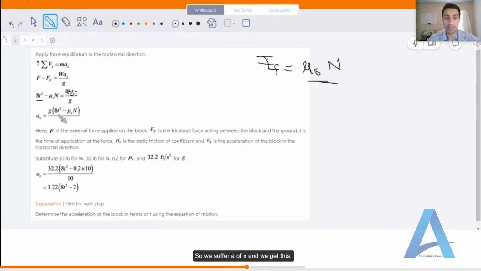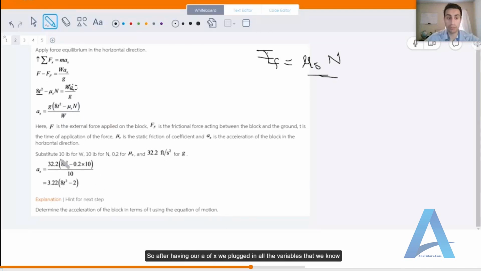So we solve for a of x and we get this. After having our a of x, we plug in all the values we know. Gravity is 32.2, the coefficient of kinetic friction mu is 0.2, N is 10, and W is 10. The normal force was 10 as we determined. Then we can further reduce this and we get this equation for a of x, the acceleration in the x direction for the block, the only acceleration.